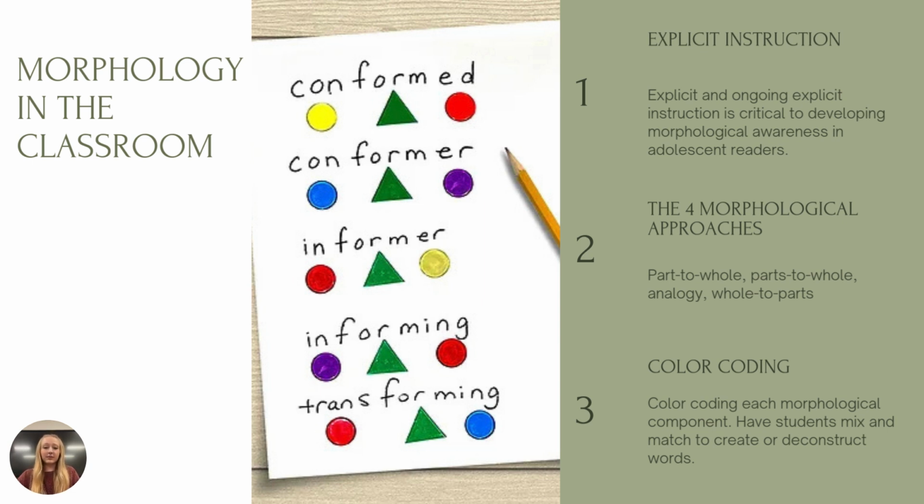The four morphological approaches are part to whole, parts to whole, analogy, and whole to parts. We are going to discuss each of those in detail on the further slides. And this is something that I use in my own classroom: color coding. Each morphological component is a color-coded example. I have a picture right here. You can see that the root word is the same for every single word here, and that is a green triangle.